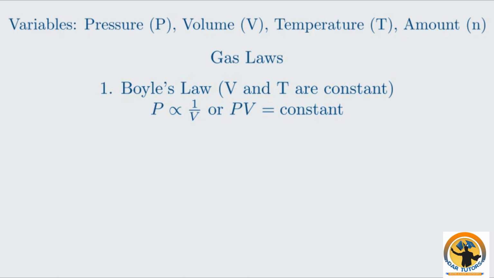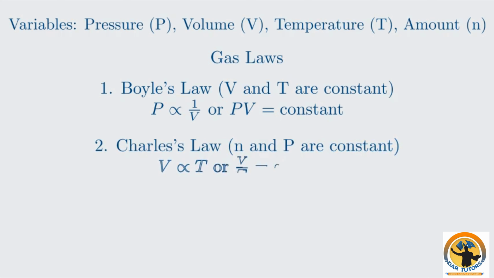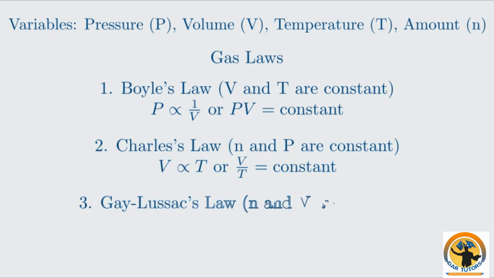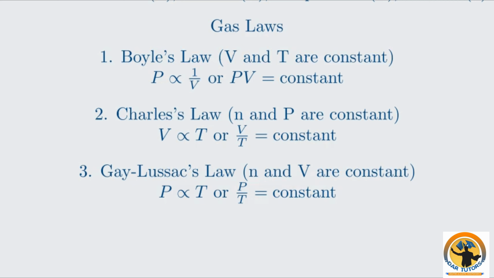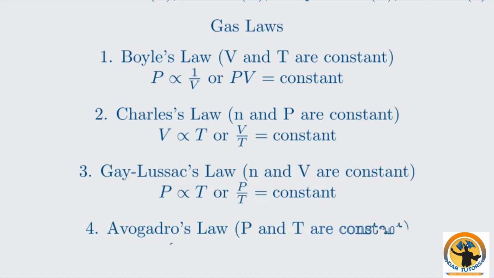Next, let's explore Charles's law. Charles's law states that for a fixed amount of gas at constant pressure, volume is directly proportional to the absolute temperature. Gay-Lussac's law, or the pressure law, tells us that for a fixed amount of gas at constant volume, pressure is directly proportional to the absolute temperature. Finally, Avogadro's law states that for a fixed pressure and temperature, volume is directly proportional to the amount of gas in moles. More gas particles mean more volume.